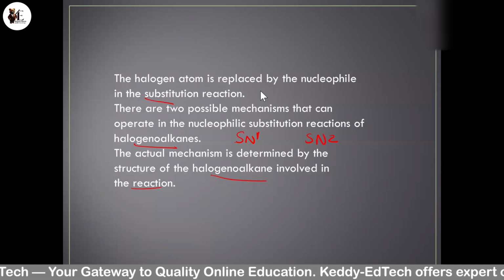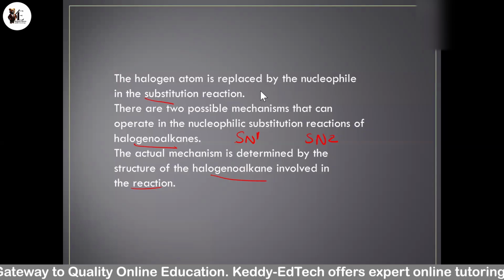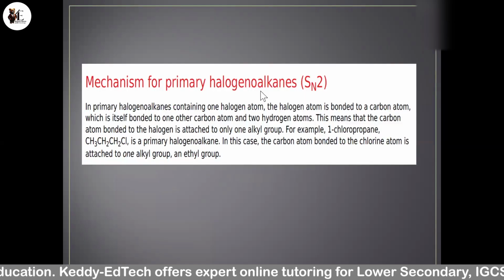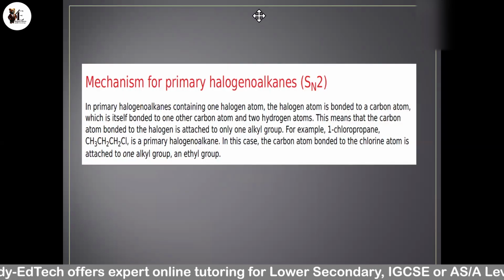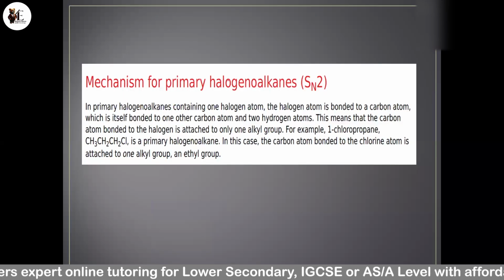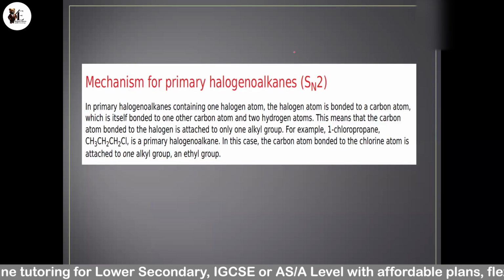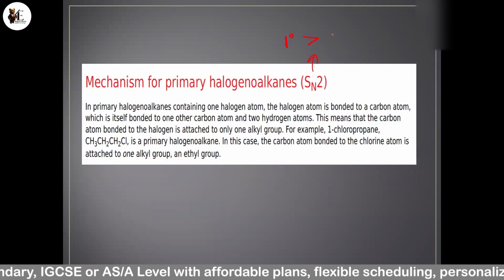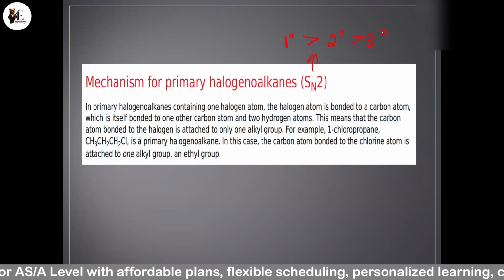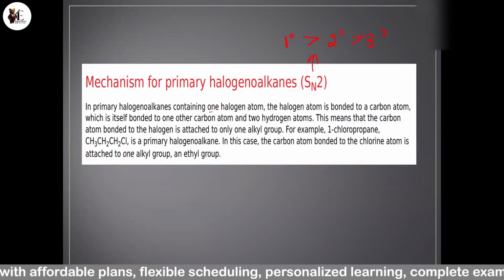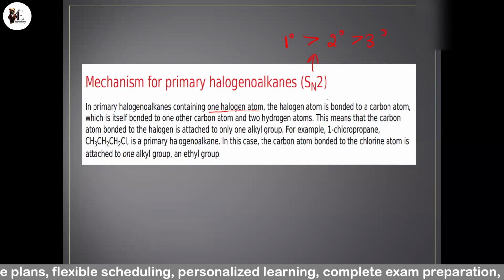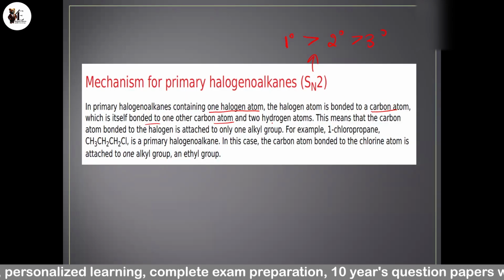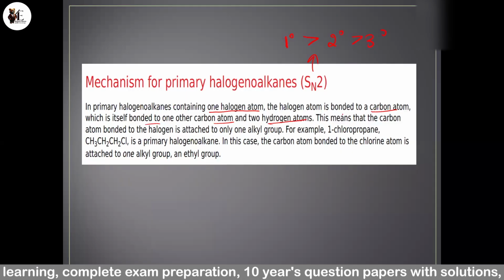So first we'll study nucleophilic substitution which is bimolecular, that is SN2. So 2 means bimolecular, N means nucleophilic, and S means substitution. This is for primary halogenoalkanes. That means in this SN2 mechanism, the rate of reactivity is greater for primary, then secondary, and then tertiary. A primary halogenoalkane contains only 1 halogen atom. It is bonded to a carbon atom, which is itself bonded to one other carbon atom and 2 hydrogen atoms. So this is your 1 degree halogenoalkane.